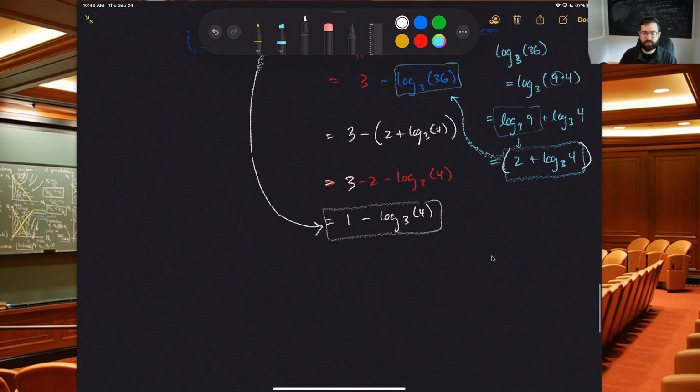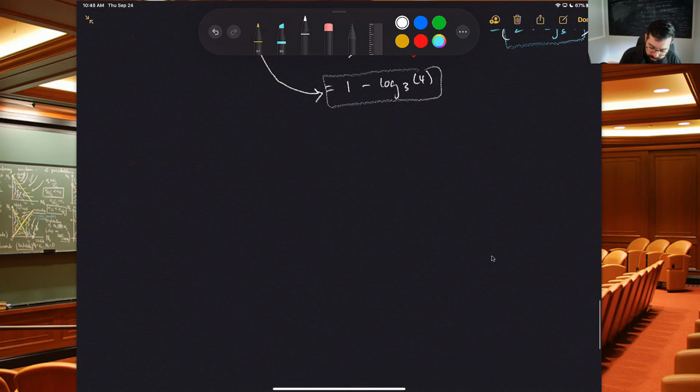So let's look at the last property that we care about, which is what we call the change of base.